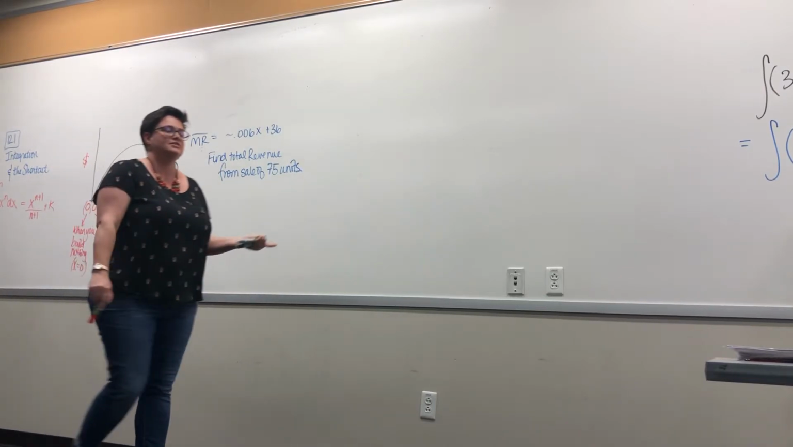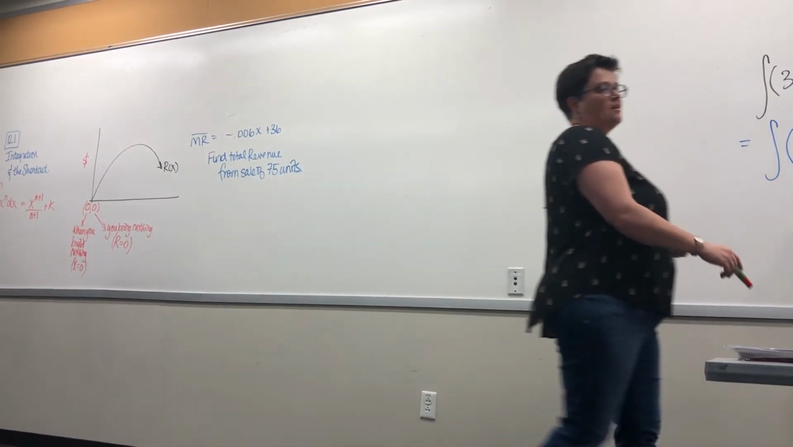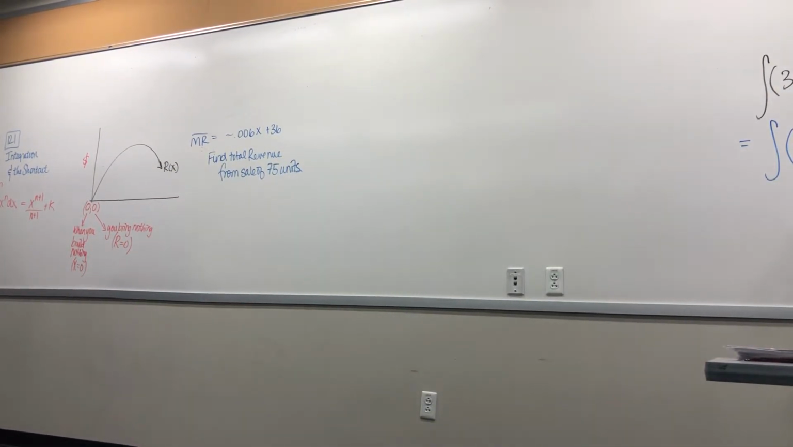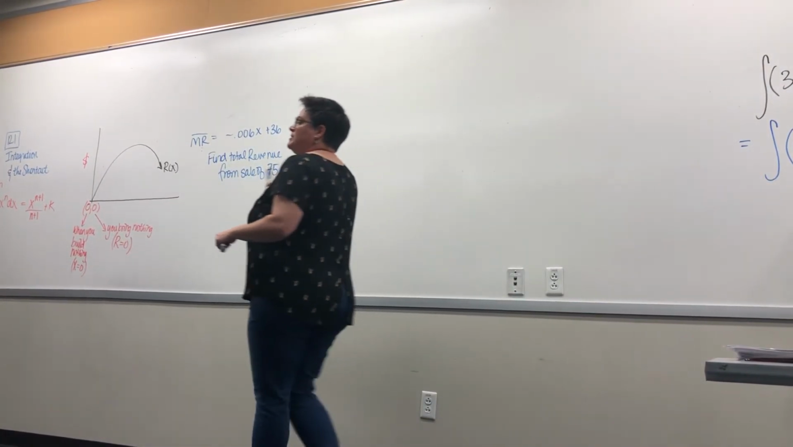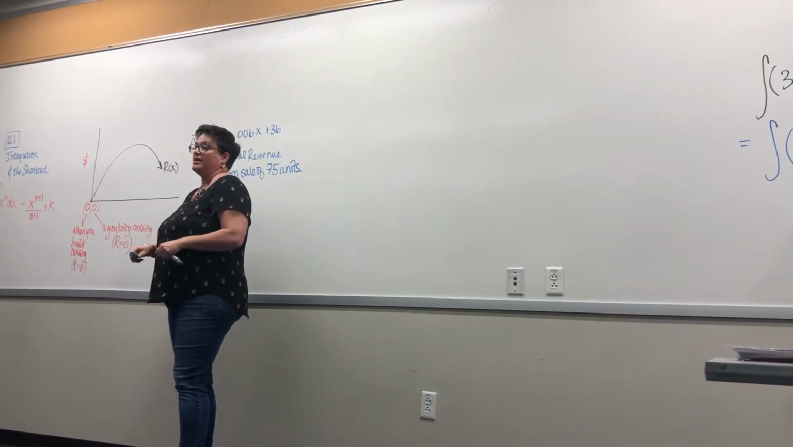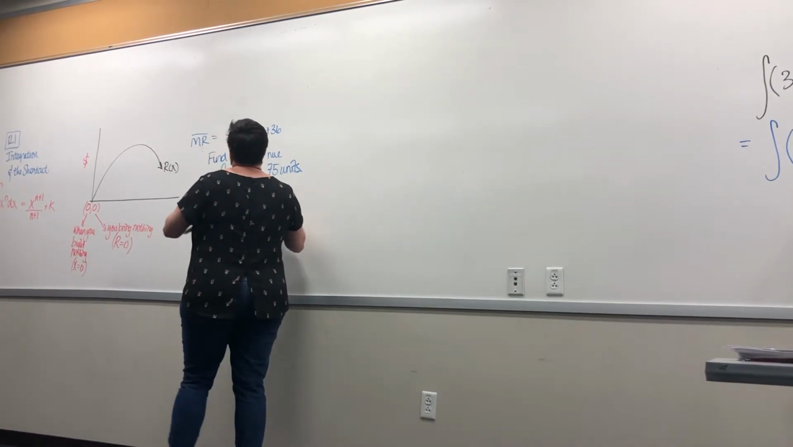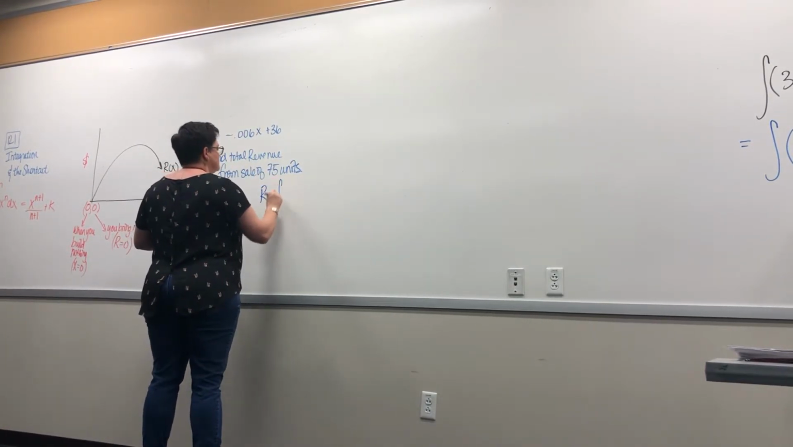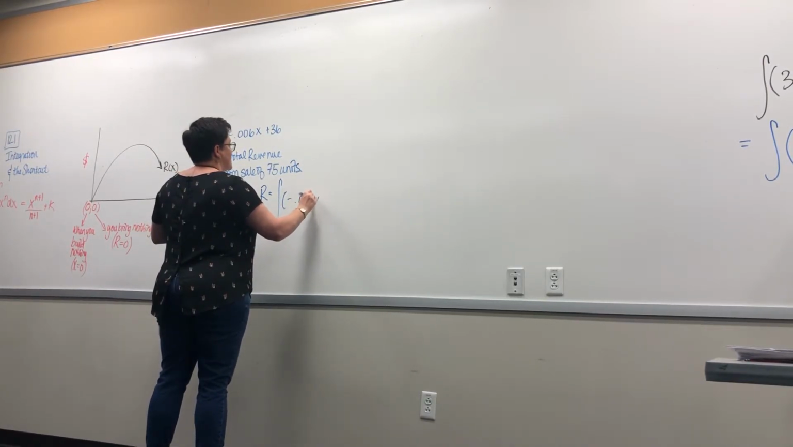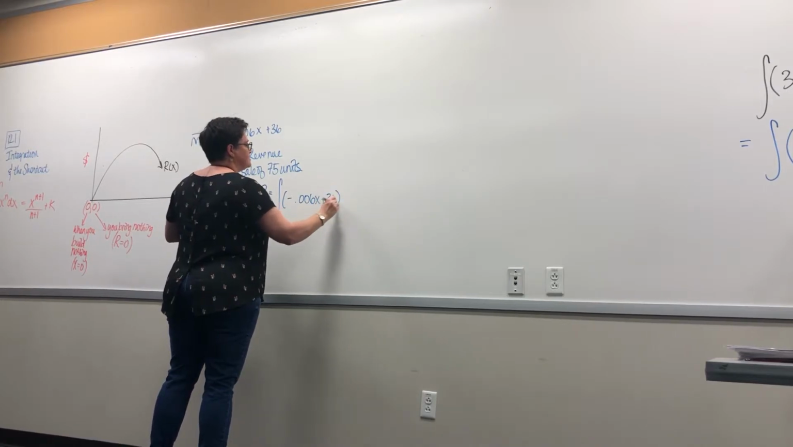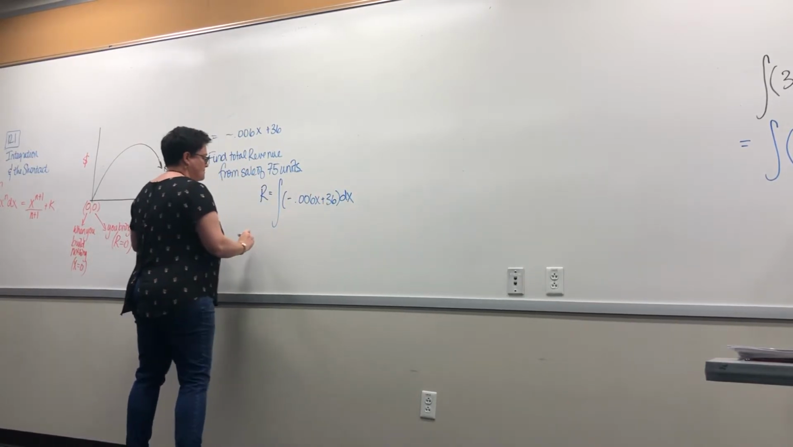We call them initial conditions in math. I just call it your nugget. It's your little nugget of information. And with revenue, they will not be explicit. In other problems, they will be. So let's go ahead and integrate this sucker. Revenue is the integral of negative 0.006x plus 36 with respect to x.